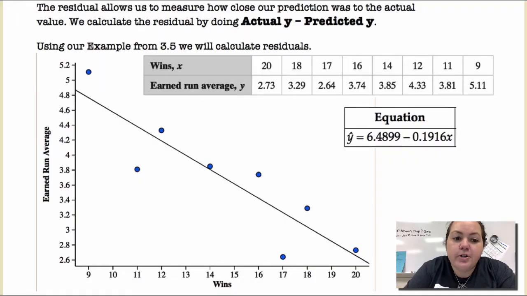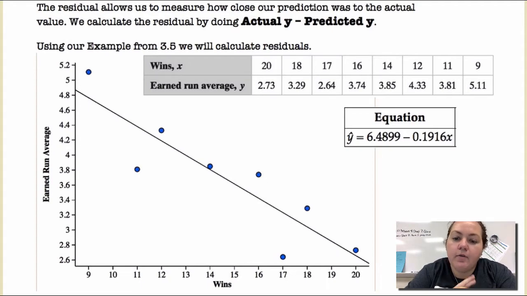All right, so first, what is a residual? Well, the residual allows us to measure how close our prediction was to the actual value. We calculate residuals by doing the actual y value minus the predicted y value.